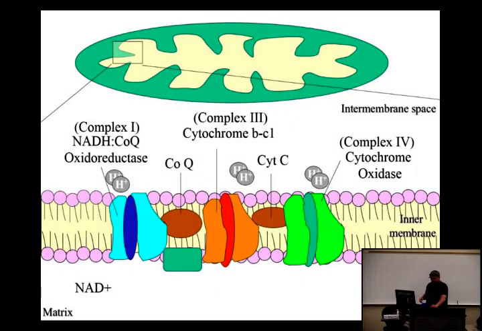All right. So, we have complex 1, and then complex 2, and coenzyme Q, 3, and cytochrome C, and then 4, and this is the electron transport chain.